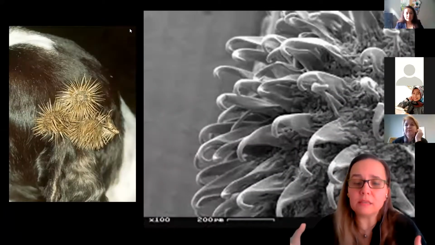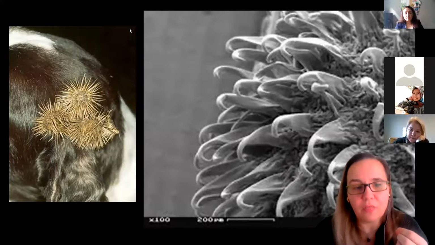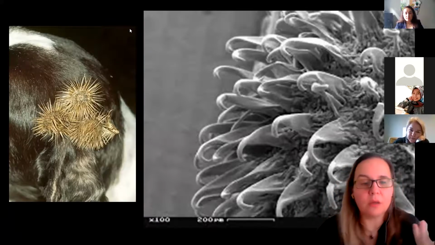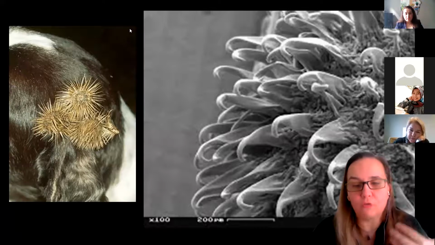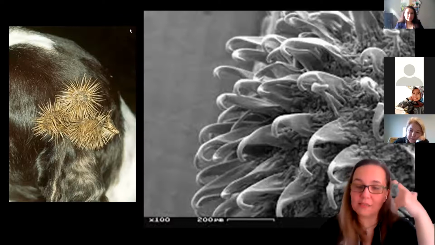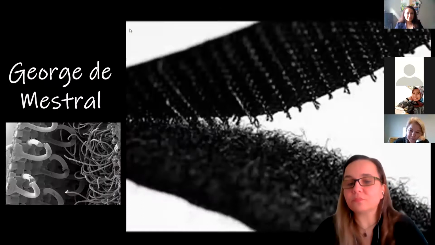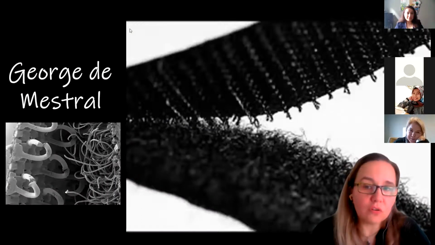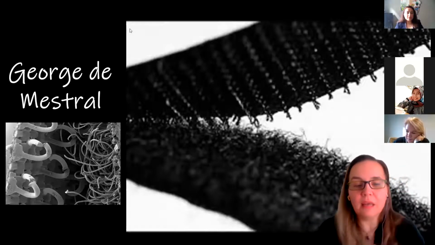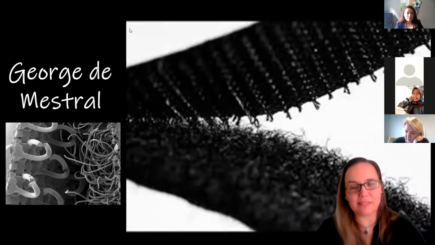So when he analyzed under a microscope, he saw that the burrs had tiny hooks on them, and they clung to the soft material, fabric or fur, and did not let go. So as a scientist, he goes, what can I do with this? And then after some research, after some experiments, he came up with Velcro, you know, the jacked things.